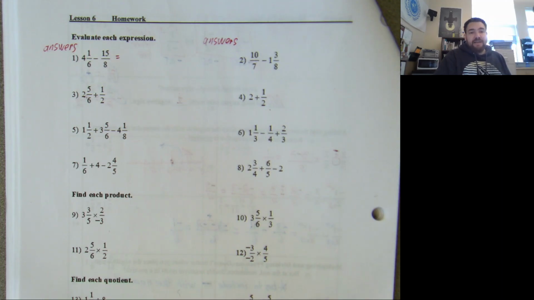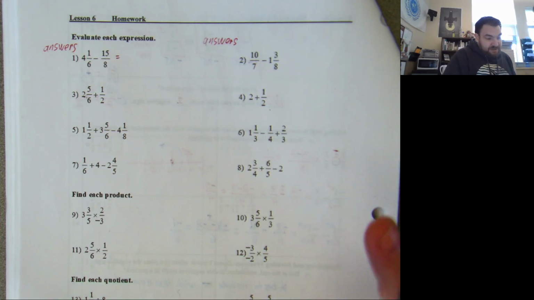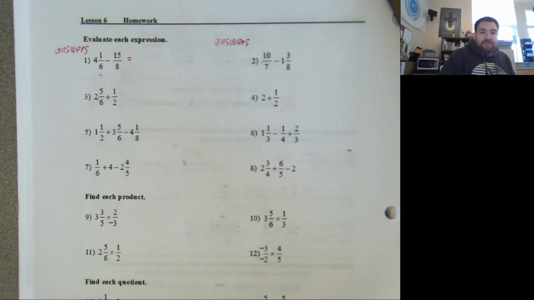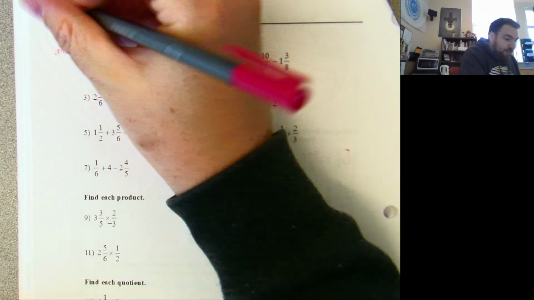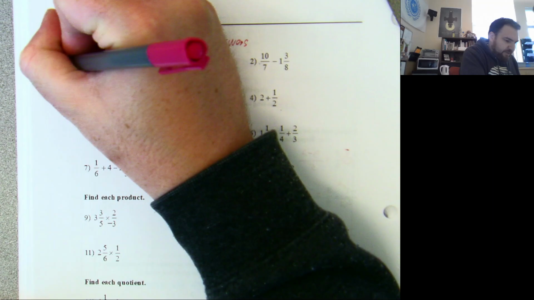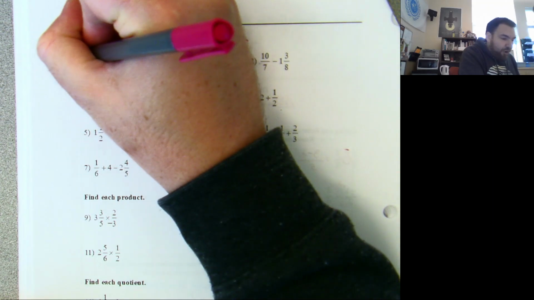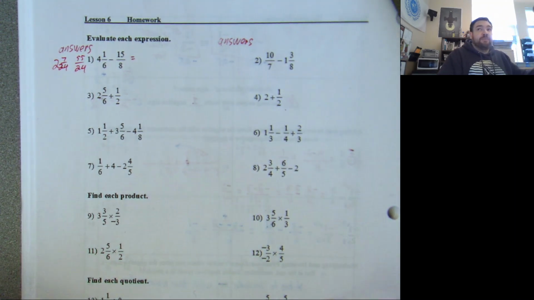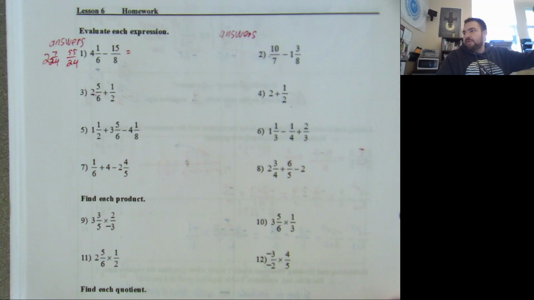So, if you haven't already, get your stuff out. Find me this page, page 34. Let's give you the answers to the homework I gave you yesterday. So, you're looking at stuff like this. Number 1 is either 2 and 7 over 24, or it's 55 over 24. Whether you choose to leave it as mixed or improper, it's entirely up to you.